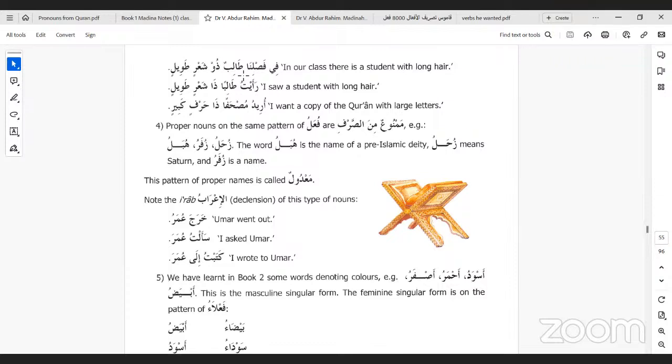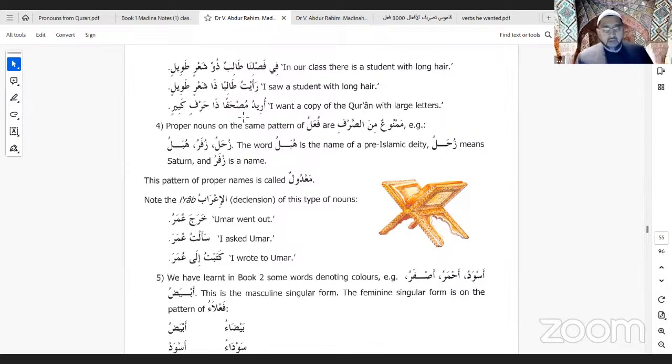في فصلنا طالب ذو شعر طويل. In our class, there is a student with long hair. رأيت طالبا ذا شعر طويل. I saw a student with long hair. أريد مصحفا ذا حرف كبير. I want a copy of the Quran with large letters.